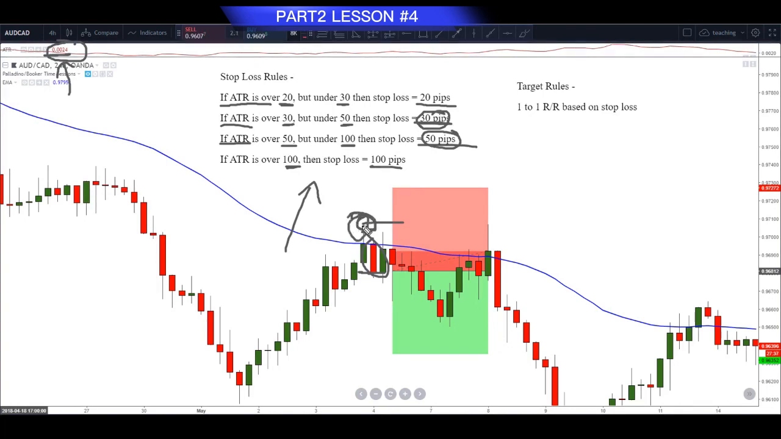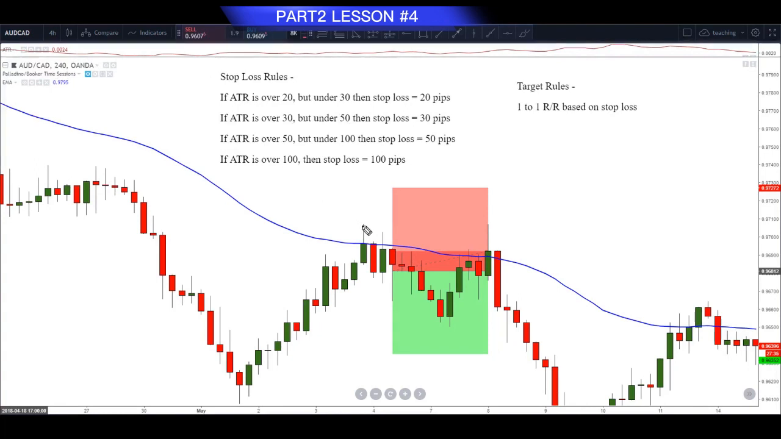So hopefully that is pretty easy to comprehend. I don't feel like that's a very difficult concept. What we're doing is just looking at this ATR indicator up here in the top left-hand corner of the screen that we applied to the chart in the earlier lessons. If that number is between 20 and 30, we're using a 20 pip stop. If that number is between 30 and 49, then we're using a 30 pip stop. If it's between 50 and 100, we're using a 50 pip stop. And anything over 100 is a 100 pip stop, all above the previous swing high.